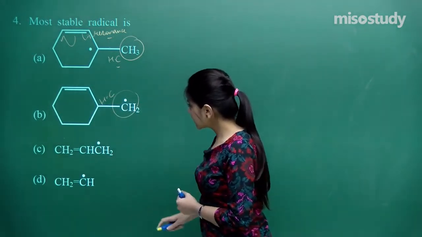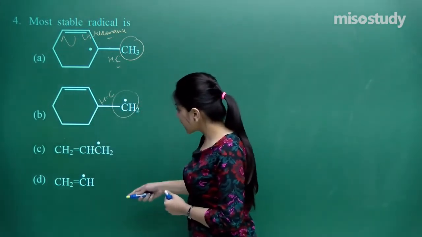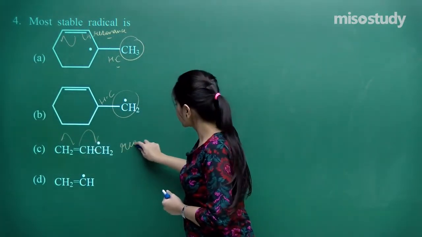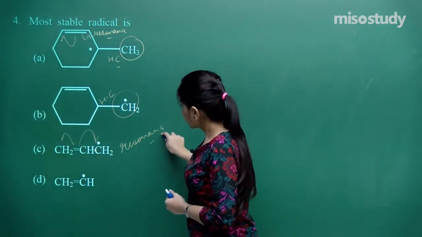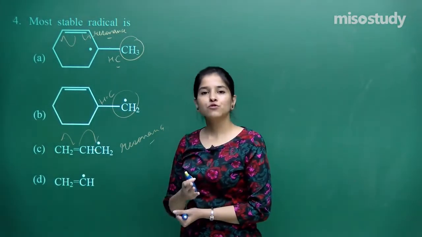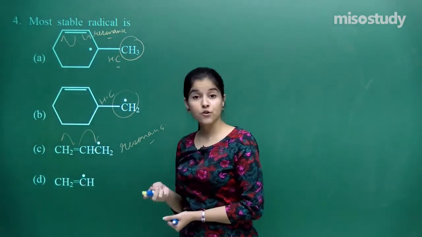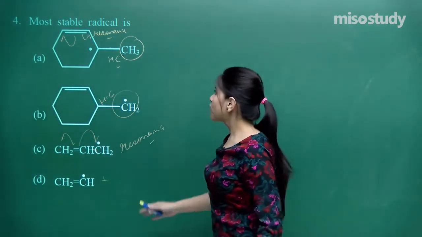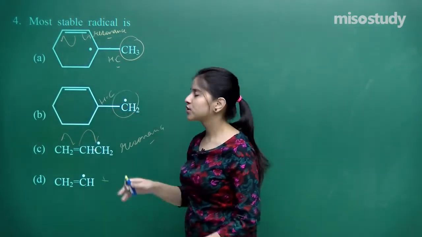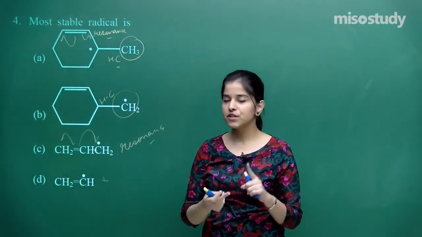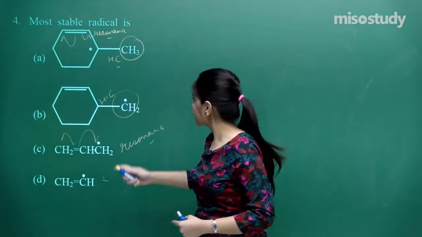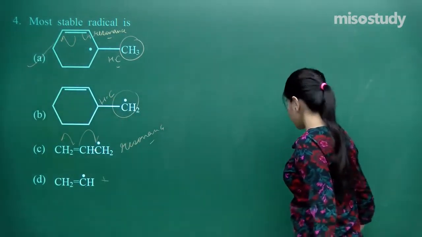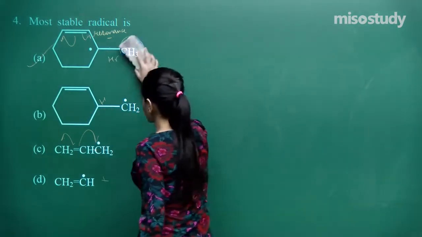And over here, I have got stabilization via resonance. And here, there is not even resonance and not even hyperconjugation. So that is very, very unstable. So out of all, this is the only structure which is having 2 kinds of stabilizations. One is resonance, other is hyperconjugation. So that is our answer. I hope everybody has got the answer right. Let's move on to the next question.